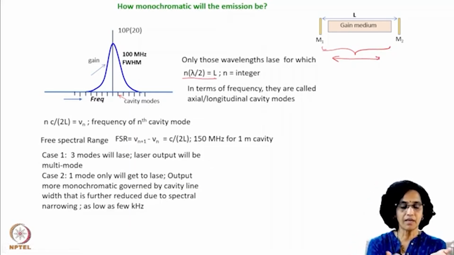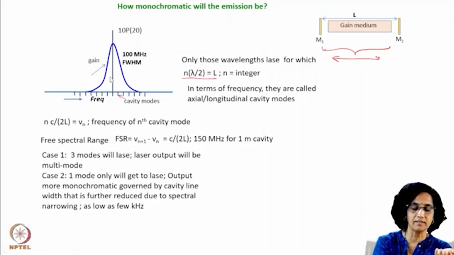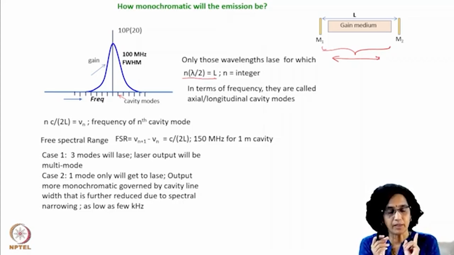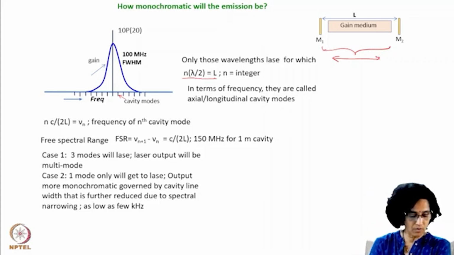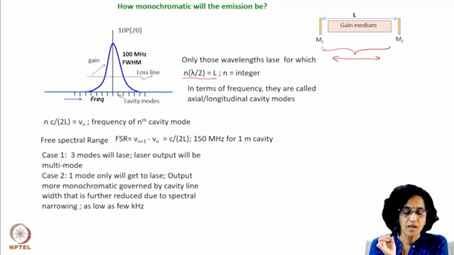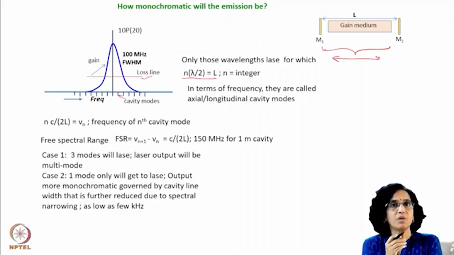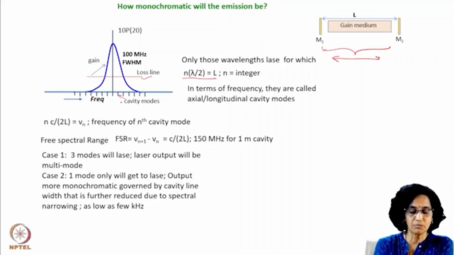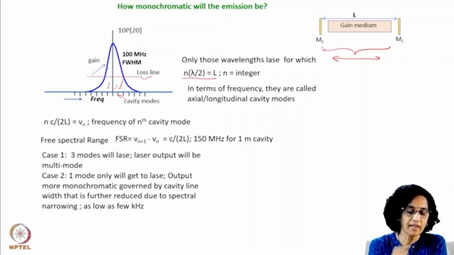So it's not that all the frequencies under this gain curve will lase. It is only those where you have cavity modes. These are the axial cavity modes. Now, suppose our loss line is somewhere here. You can see the loss line here. What does our threshold condition say? The gain has to reach the loss line, and it has just to cross the loss line for lasing to set in. So now you see which modes have gain above the loss line. Roughly, there are three modes which have gain above the loss.